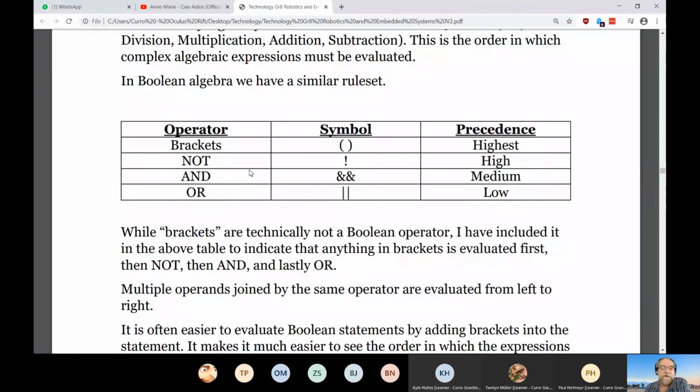Okay, so instead of BODMAS, we've got this here. You can call it BNAO if you want to. Brackets, that comes first. That you always do brackets first. That's the highest priority. Then you do any NOTs, and a NOT is an exclamation mark. That's its symbol. So that comes next. And then you do ANDs, and then you do ORs. Okay, so that's the order of precedence in which you do them.